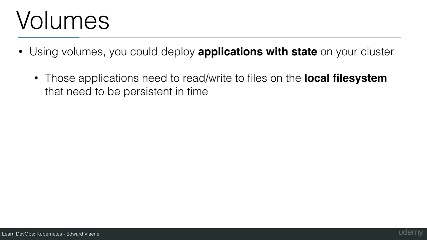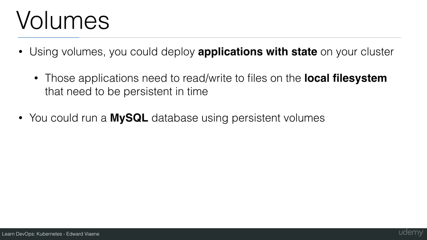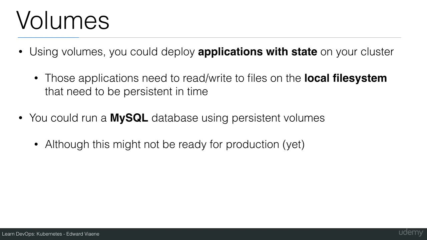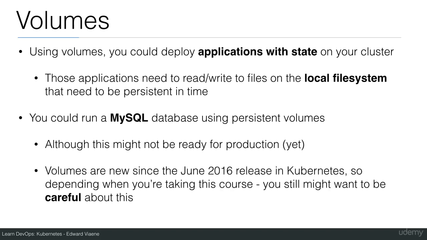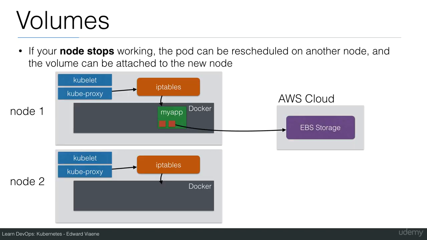Those applications need to read and write to files on the local file system that need to be persistent in time. You could run a MySQL database using persistent volumes, for instance, although this might not be ready for production yet. Volumes are new since the June 2016 release in Kubernetes, so depending on when you're going to take this course, you might still want to be very careful about this. It will become stable at some point in time.